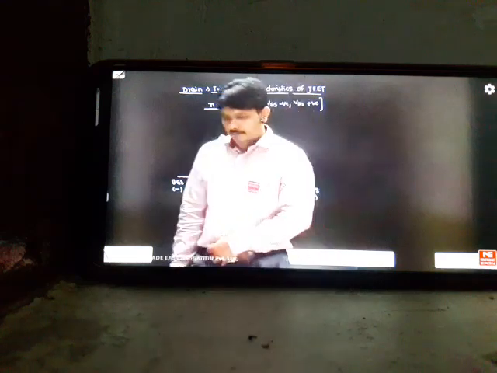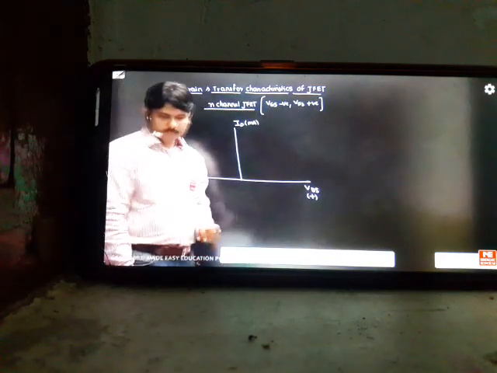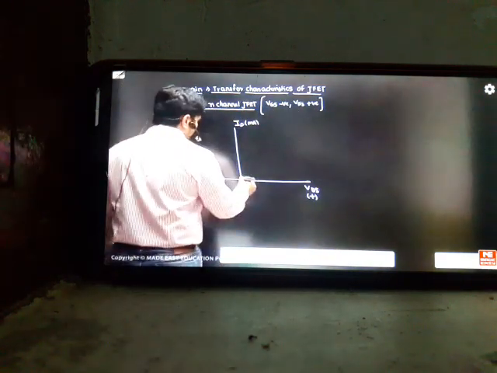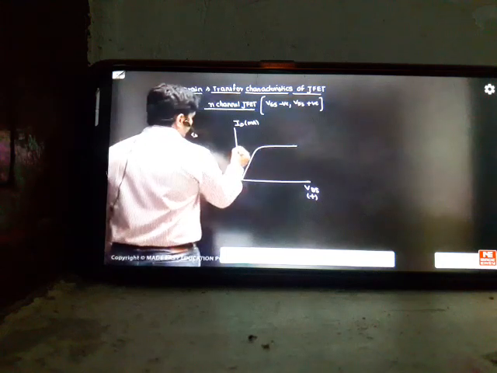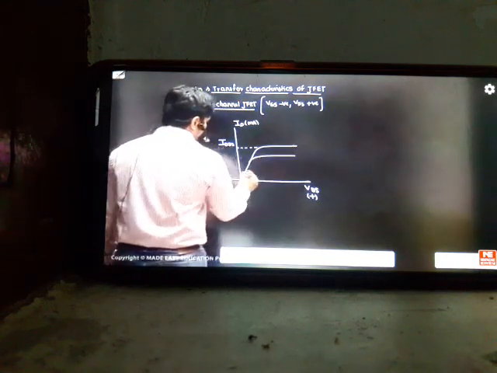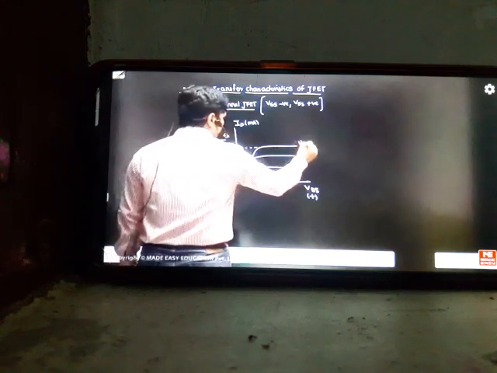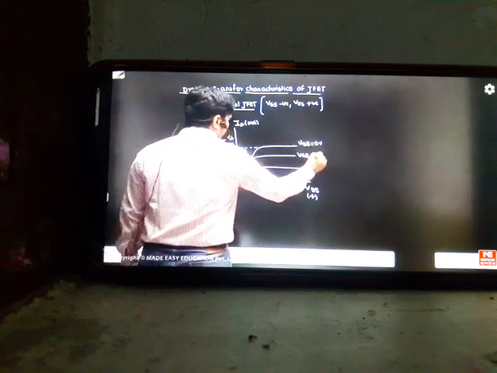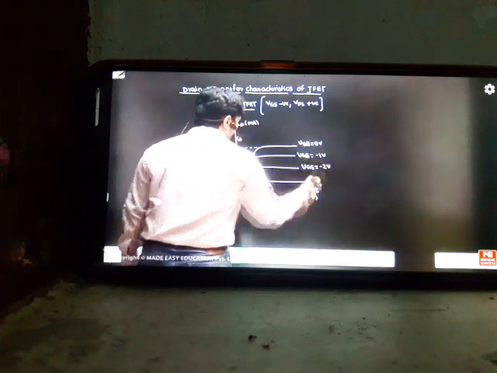So how is the graph coming, let us understand the graph. In the graph you can see the output graphs are coming like this. This current we call IDSS. The next graph is coming like this, the next graph is coming like this. So this is called VGS equal to 0 volts, this is VGS equal to minus 1 volt, VGS equal to minus 2 volts, like this.